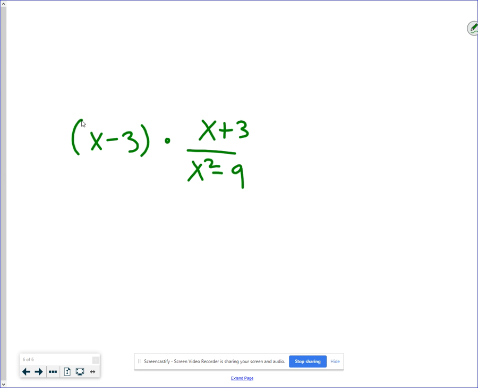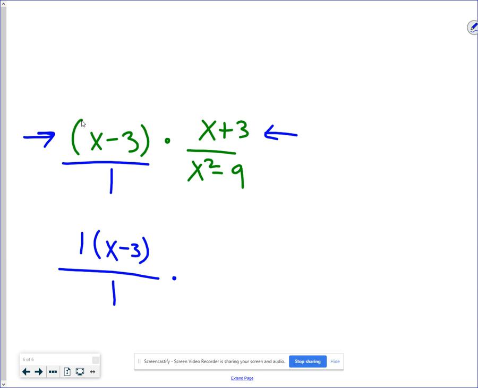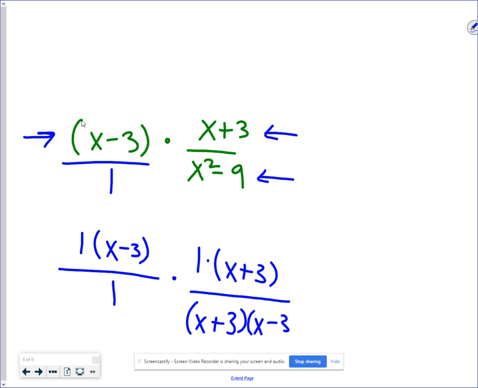So again, this is like the last one we did. One of the things that we're multiplying by is not a fraction, so let's turn it into a fraction by putting it over 1. Can you factor the quantity x minus 3? Nope, it's prime. So you can think of it as x minus 3 over 1. Over here, x plus 3, you can just leave that as 1 times the quantity x plus 3. And then on the bottom, x squared minus 9 factors to x plus 3 times x minus 3.